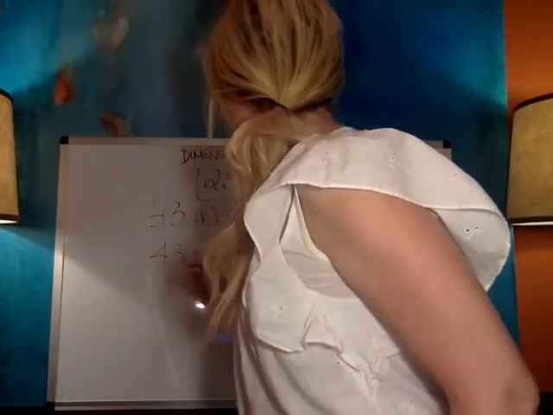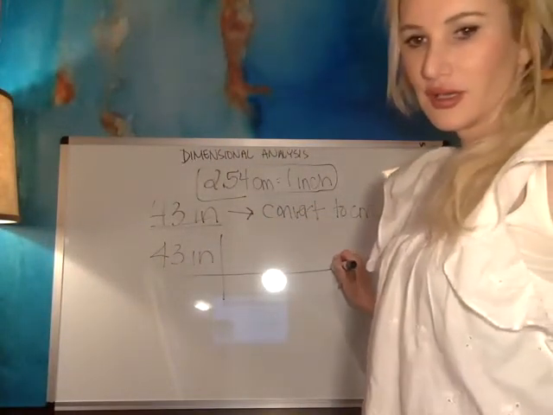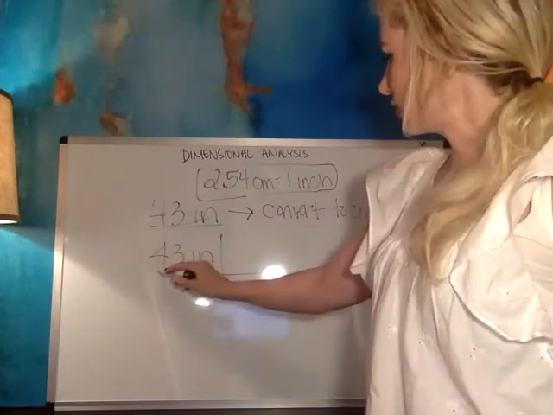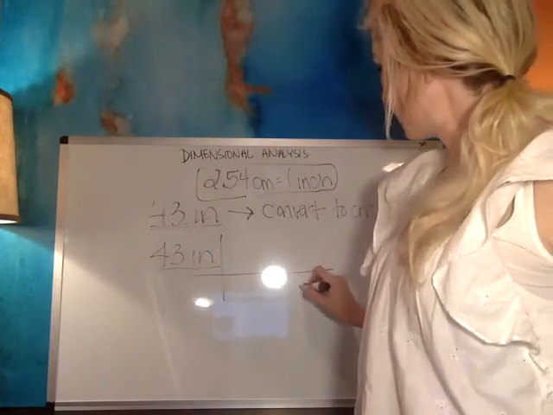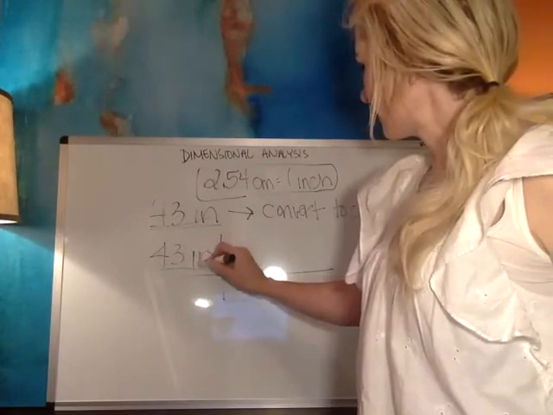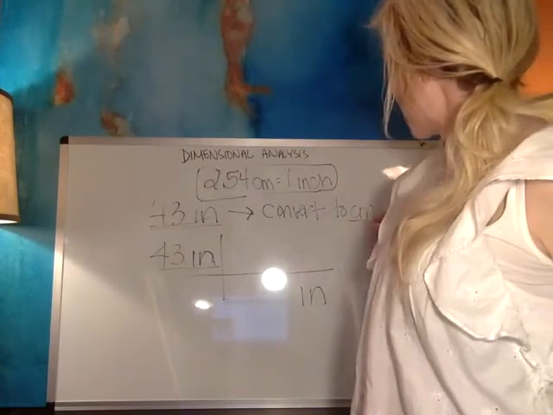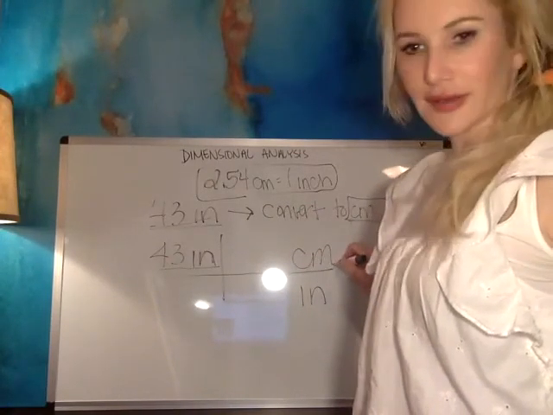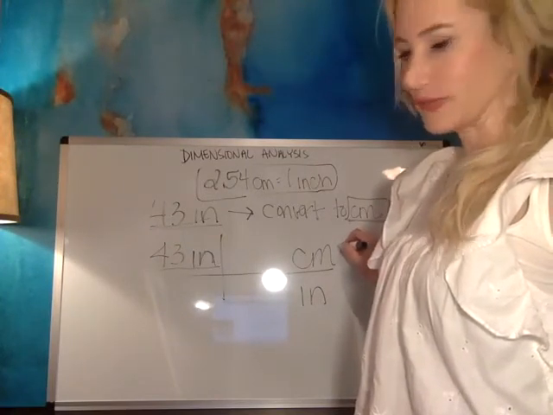And I use something called a train track method, where you draw your crisscross so that you can see that whatever you began with is on top. And then the rule is whatever you put on the bottom will cancel out. Because I have inches here, I'm going to put inches down here. And because I'm trying to get to centimeters, sometimes I underline or highlight that, I'm going to put centimeters here. Whatever is left on top, that will be your final unit.